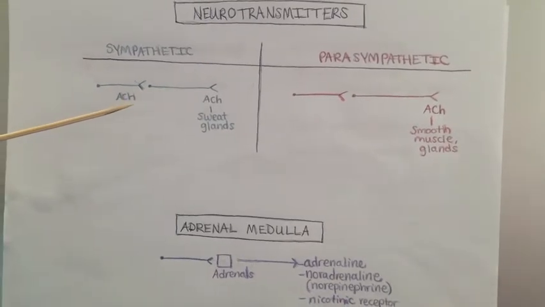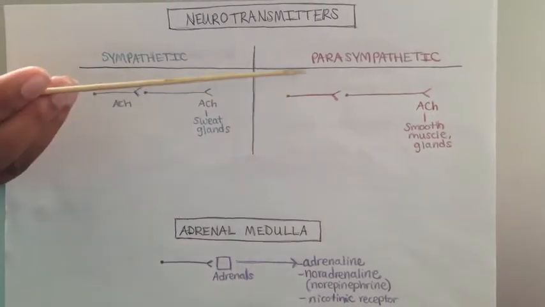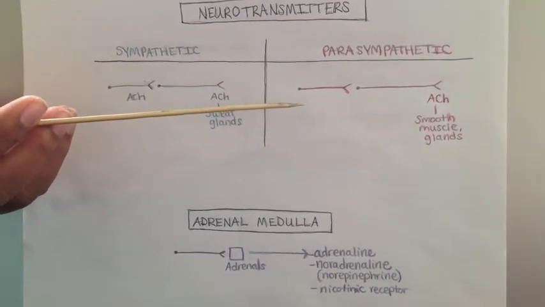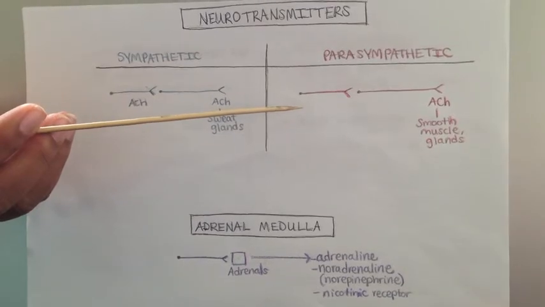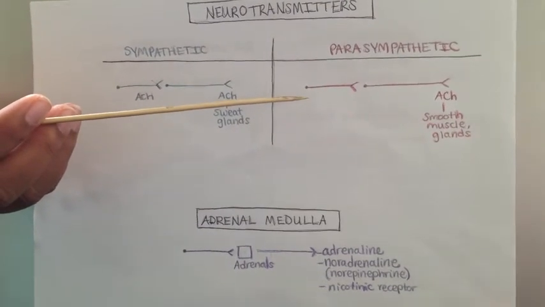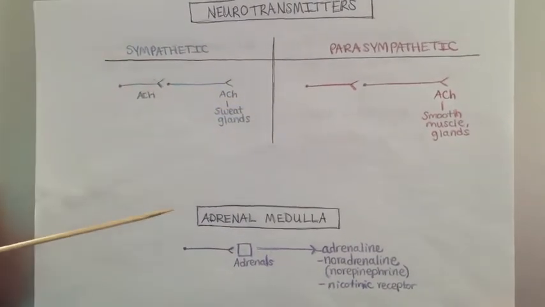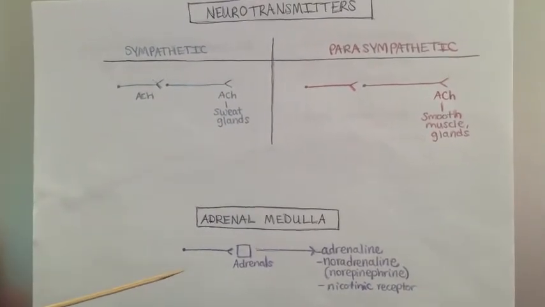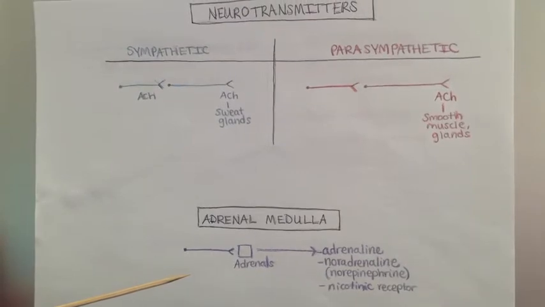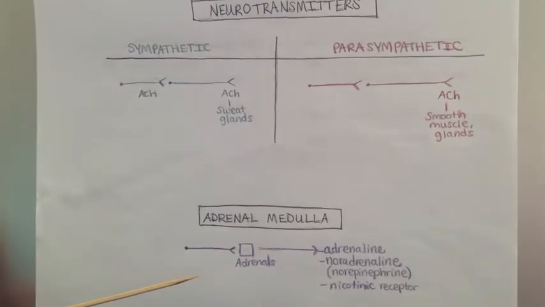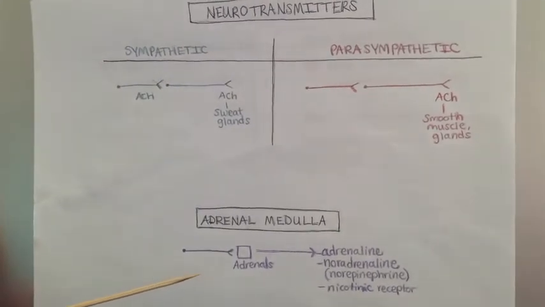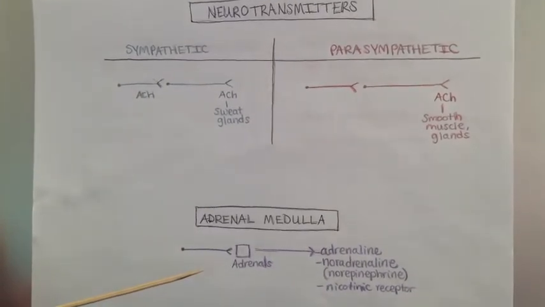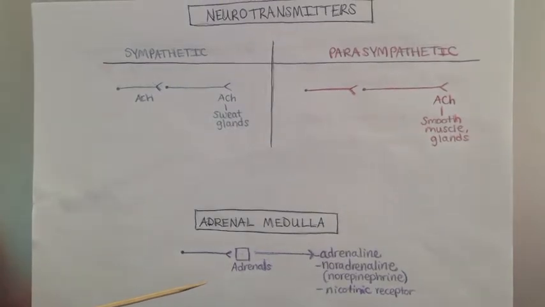In the parasympathetic nervous system, acetylcholine is secreted in the postganglionic neuron. This can affect smooth muscle and glands. Now let's look at the adrenal medulla. The adrenal medulla is actually directly affected by the preganglionic neurons of the sympathetic nervous system. As you can see here, the nerve fiber travels directly to the adrenal medulla, which then secretes adrenaline, which is produced by the body via modification of noradrenaline.